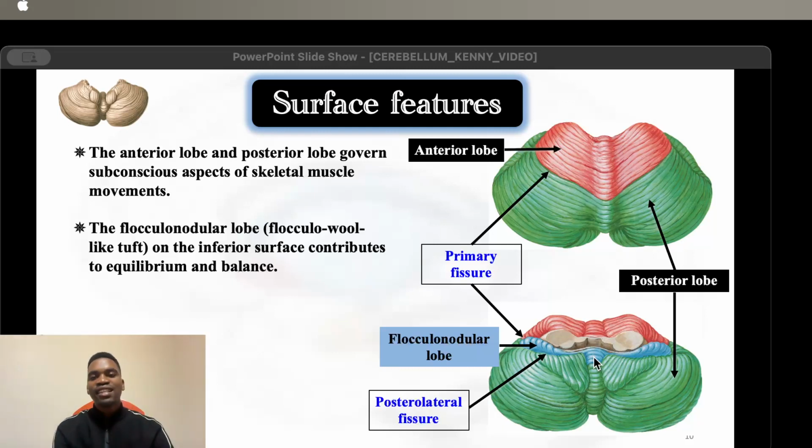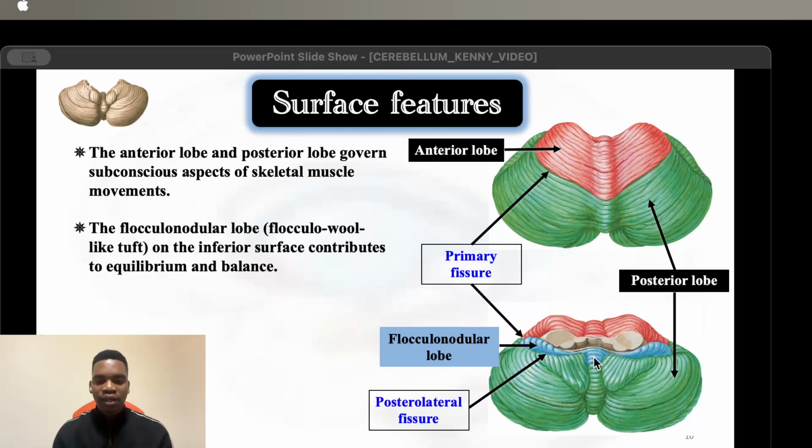So as we see later, this flocculonodular lobe is the one that will help to maintain posture and balance and the sense of equilibrium. Right? So to maintain posture and balance and the sense of equilibrium, that will be performed by the flocculonodular lobe.